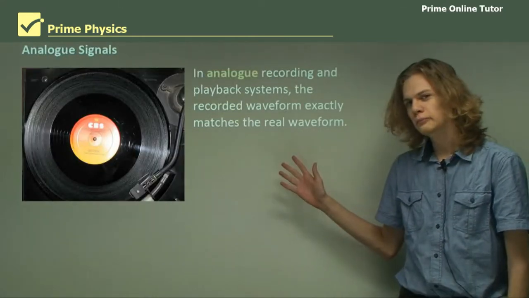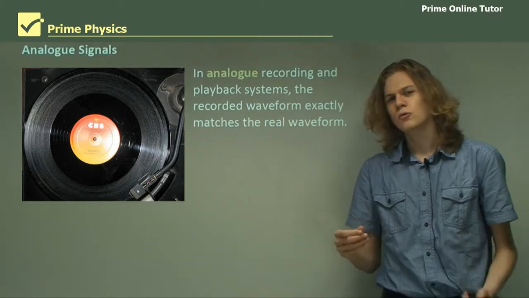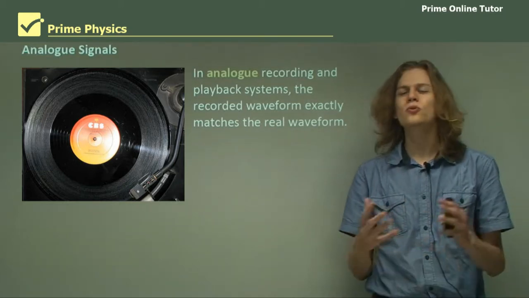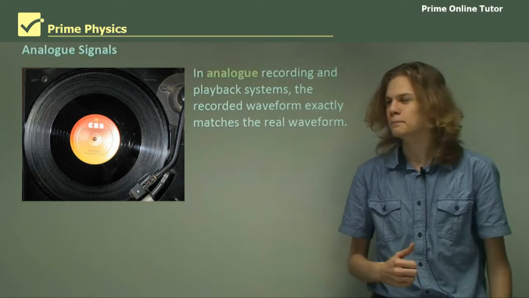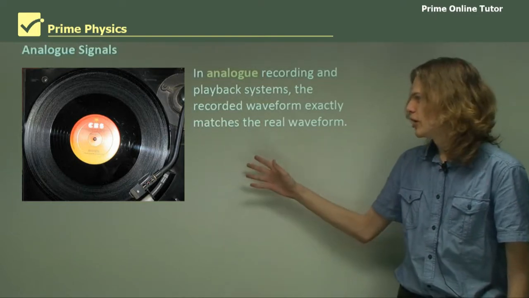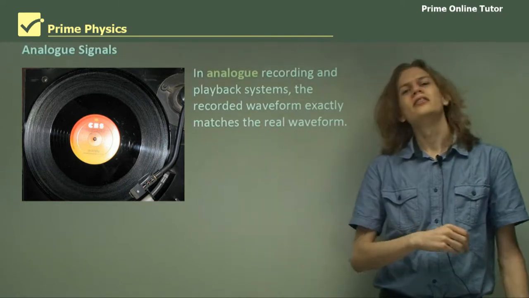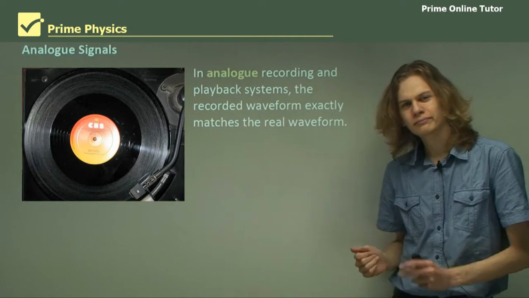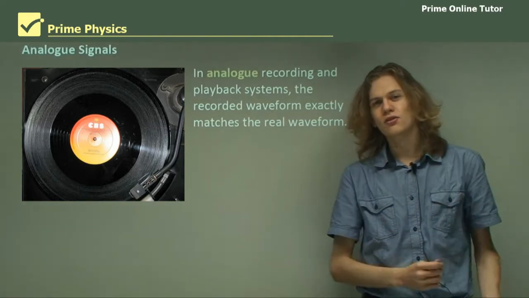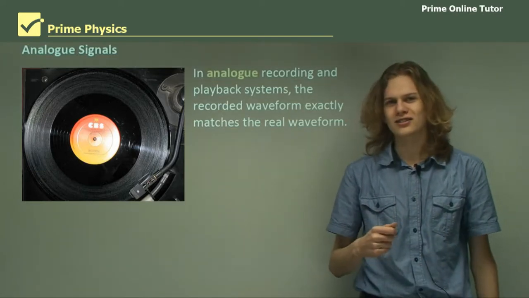Now in analog recording, and in analog playback systems, of course, we have a continuously varying signal. Remember, this is the very smooth and continuous shape that we get. The recorded waveform, whether it's on an LP disc or a tape cassette, will exactly match the waveform that it was recording. Right? So if it wants to record a sine wave, then the recording will look like a sine wave.